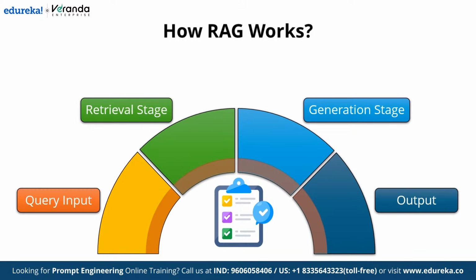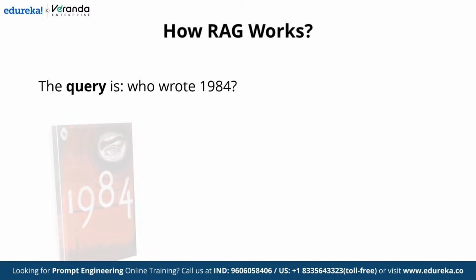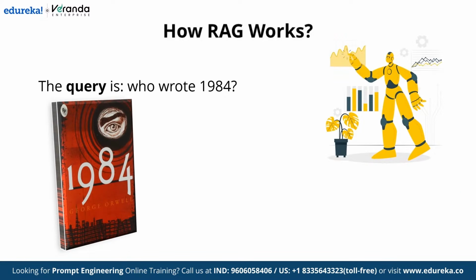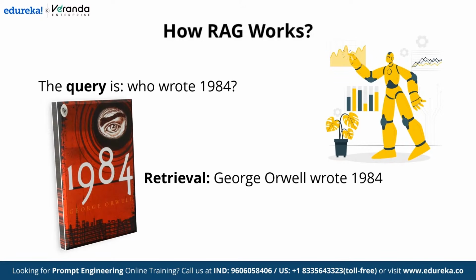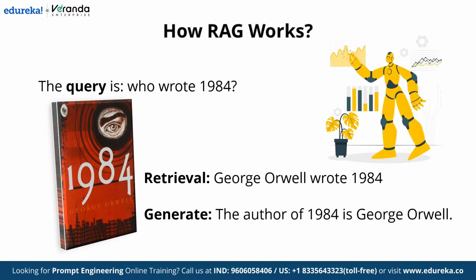Now, let's take an example. Here, the query is, who wrote 1984? Retrieval would be fetching a document containing George Orwell wrote 1984. Now, the generative response would be, the author of 1984 is George Orwell. This hybrid approach makes RAG ideal for real-world applications like chatbots and knowledge systems.